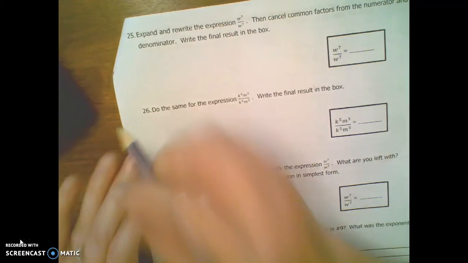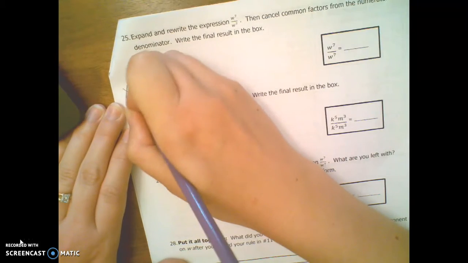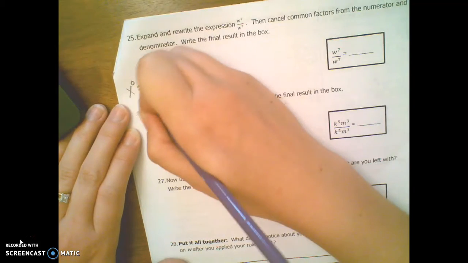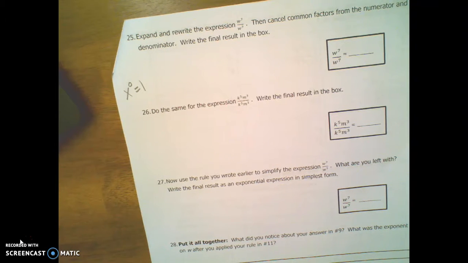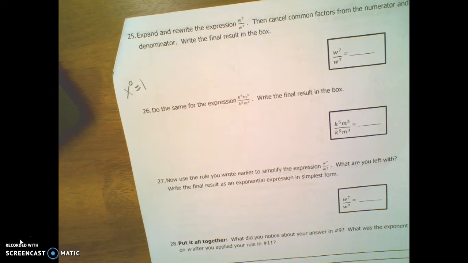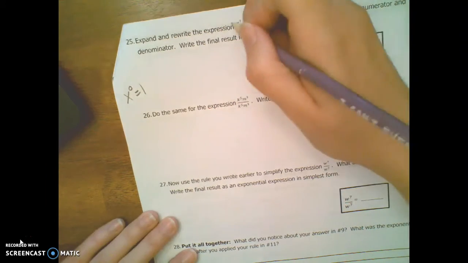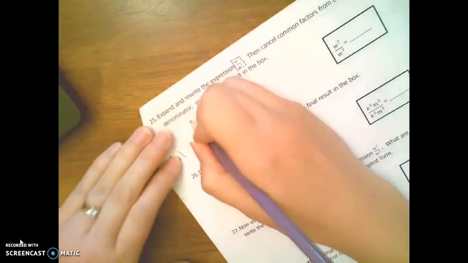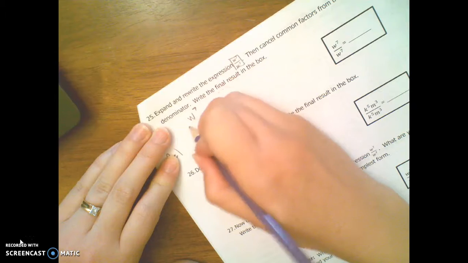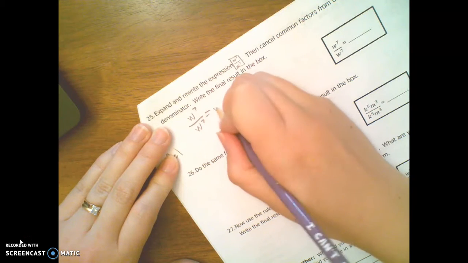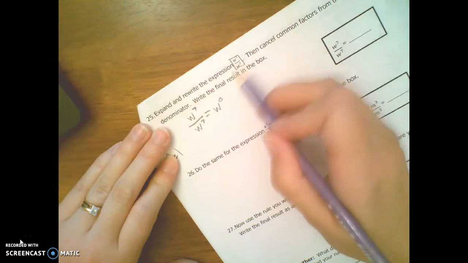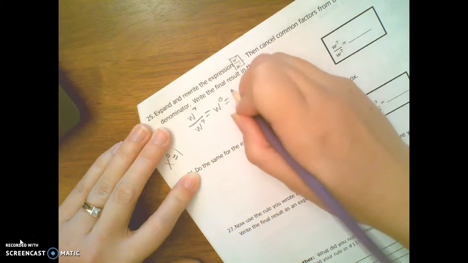You may remember that when we have something to the 0 power, we say that's equal to 1. And a lot of people feel like that's weird. Why wouldn't it be equal to 0? And so here is why. If we have something like w to the 7th over w to the 7th, if we were to subtract those exponents, we would get w to the 0. So this is the same as w to the 0.